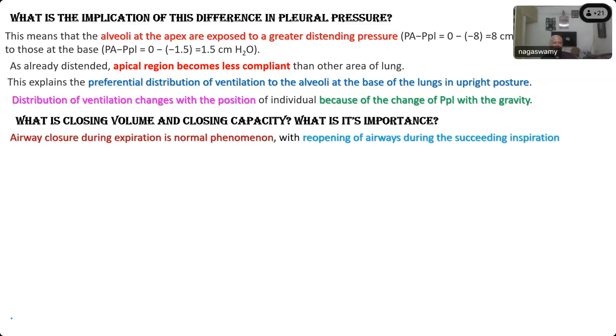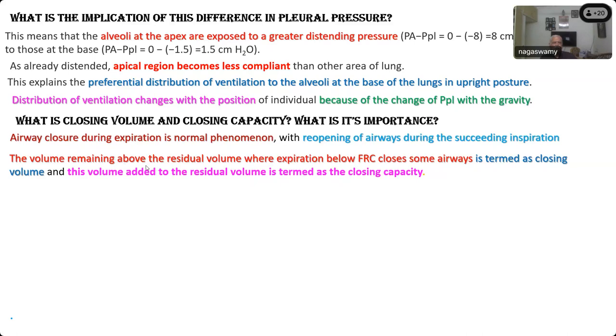The volume of airway closure during expiration is a normal phenomenon, with reopening of airways during the succeeding inspiration. The volume remaining above the residual volume, where expiration below FRC closes some airways, is termed the closing volume. So the volume remaining which is above residual volume but below FRC, when some portions of the airways begin to close, that is what is called the closing volume.